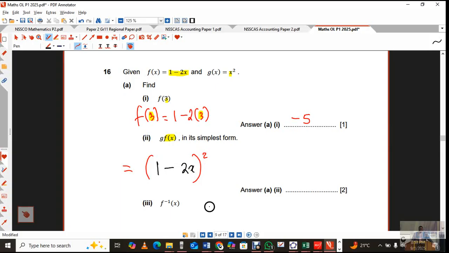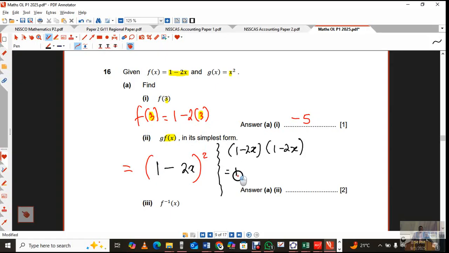They say you must write it in the simplest form. I presume you're supposed to multiply it out. That's how you simplify it. This is more than enough for me, but you can actually go ahead and do that. So what does it mean? This is the same as 1 minus 2x times 1 minus 2x, and you can then multiply by expanding. I don't know if that is really the simplest form. I don't agree, but it doesn't matter. It all depends on what your examiners are looking for.